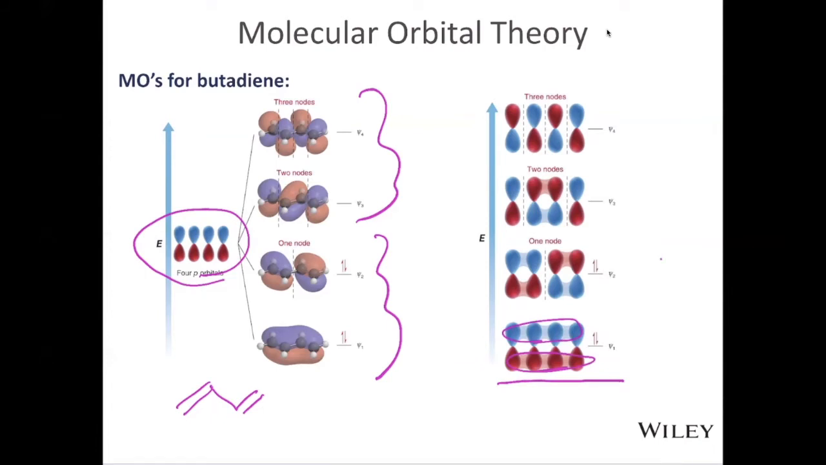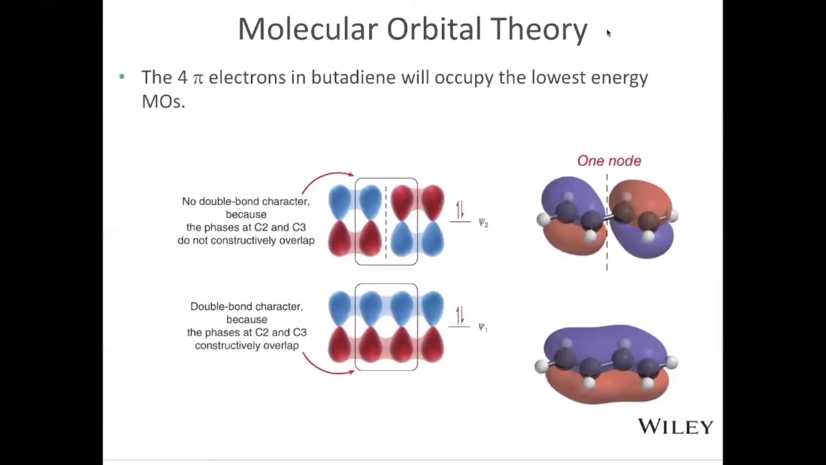If we go up one level, we end up with one node, which means we have positive here interrupted and we have negative here. And so we have one node. And if we keep moving up in energy, we increase the number of nodes. We have two nodes here. And in our highest energy antibonding molecular orbital, we have three nodes. The 4 electrons in butadiene are going to occupy the lowest molecular orbitals.